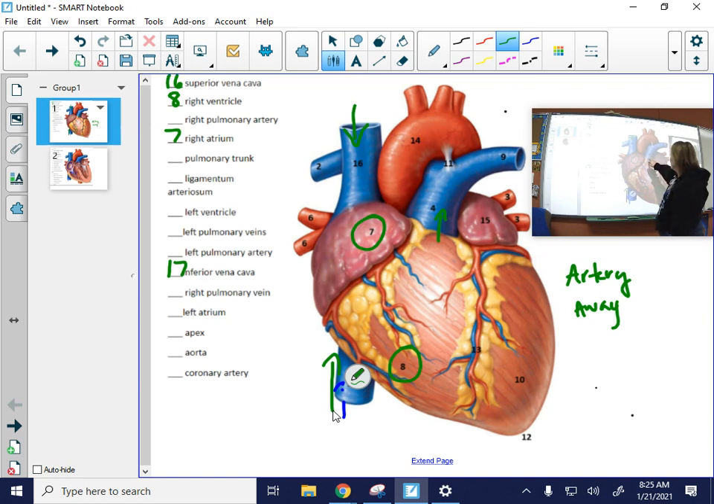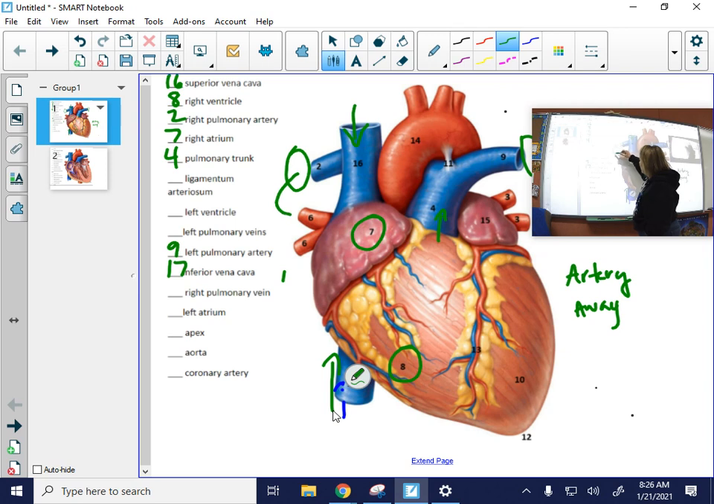So this is the pulmonary trunk, which branches off into the pulmonary arteries. So the right pulmonary artery is number 2, and the left pulmonary artery is number 9. These are leading to the lungs. So once we go to the lungs, we have the oxygen exchanged. Oxygen is diffusing into the red blood cell, carried by the hemoglobin, and carbon dioxide is diffusing out.